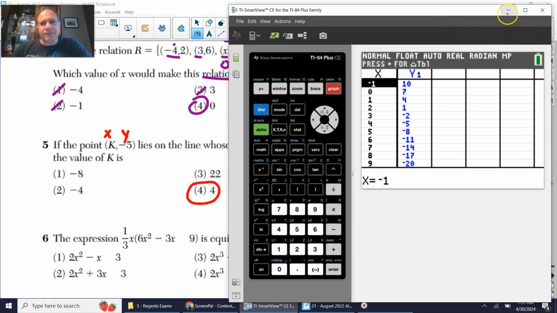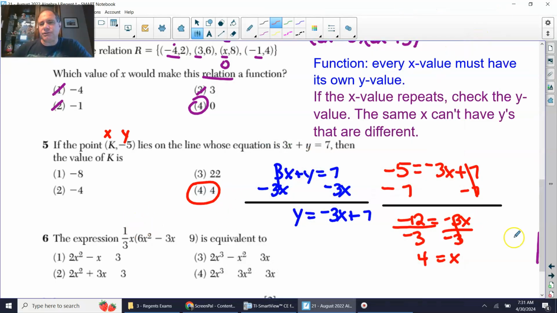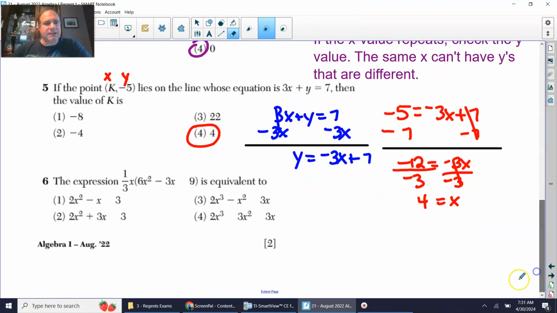So you really don't have to do anything as far as the substitution goes, but you do have to solve for y because, again, you have to have y = mx + b. You have to have that in that format.